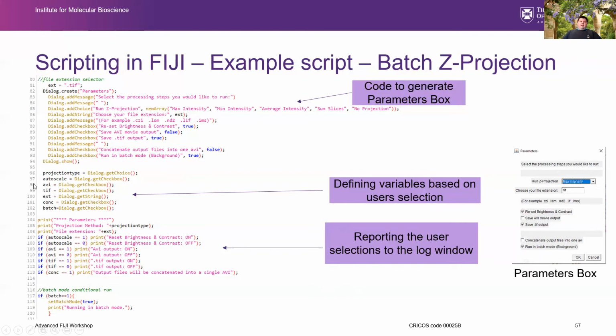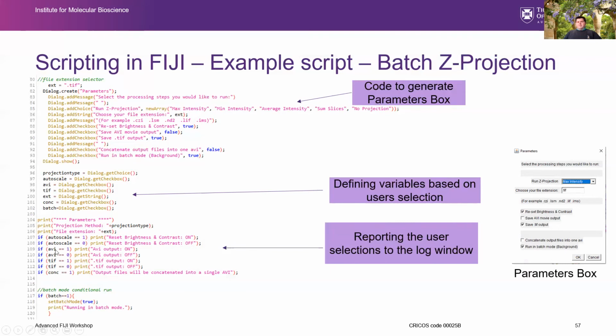So then we get all these variables that the user defines, and we print it out to the log because we're good researchers and we want to say what we're doing. So we have this parameters section, and it says the projection method chosen, and it auto-populates it with the variable that was chosen from the box. So we've strung now the array choice into a variable, and then we've written that out in a print statement.